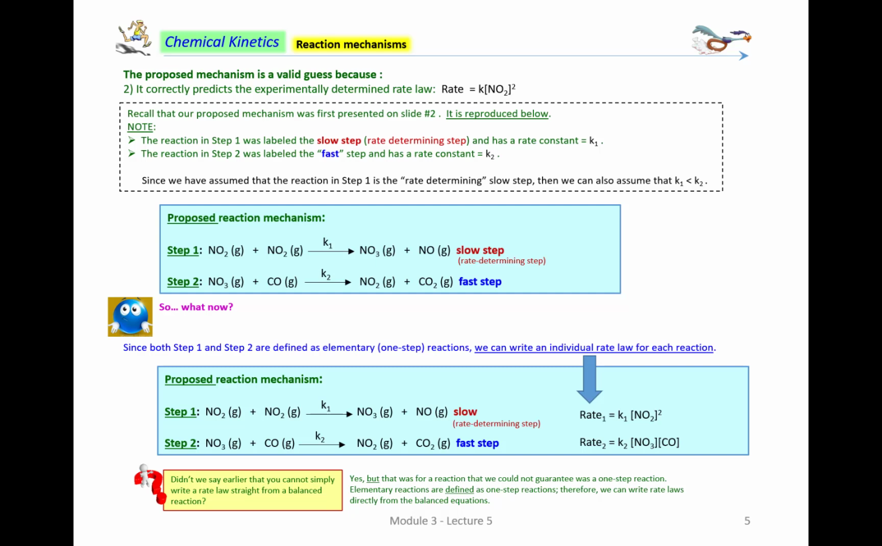However, for an elementary reaction, which is what's defined as what's going on in this reaction mechanism box, it is valid to write a rate law directly from the chemical equation. So elementary reactions are defined as one-step reactions. Therefore, we can write rate laws directly from those balanced equations. Now, we're not done yet.